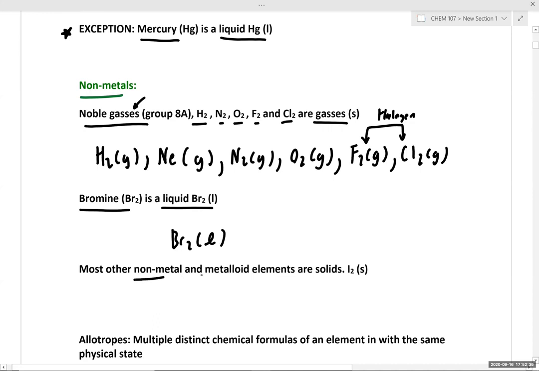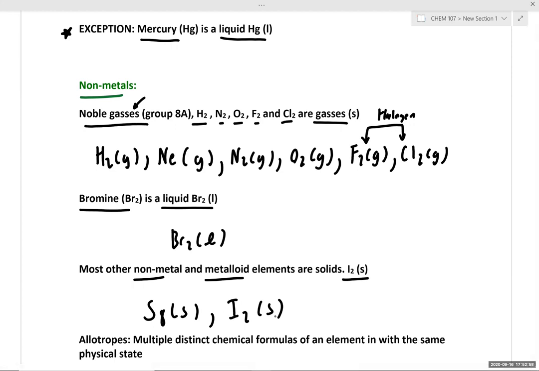Most other non-metal and metalloid elements are solids. So if the state symbol isn't found in one of these early lists, it's likely a solid. So for example, S8 is likely a solid. Iodine, likely a solid. Does this make sense to everyone? Does this review look familiar?